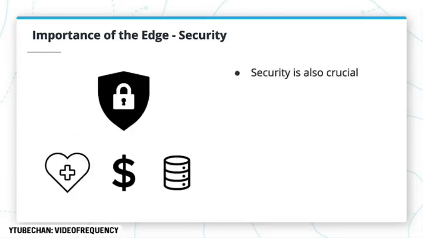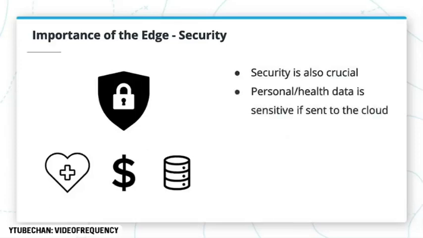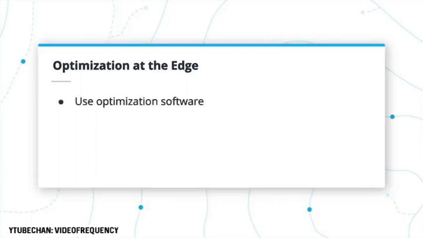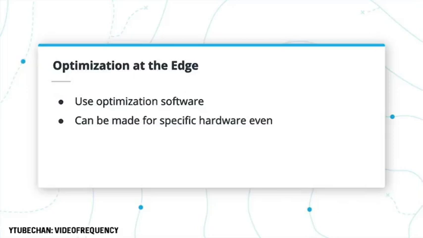If we look at security in the edge, you could be using personal data, like health data. That could be pretty sensitive if sent to the cloud. Business data, such as financial data or proprietary intellectual property, could be stolen if sent to the cloud. Optimization software, especially when made for a specific hardware, can help achieve great efficiency of deployed AI models. In this course, we'll use the Intel distribution of OpenVINO toolkit for this purpose. We'll look at applications of the edge next, where you can start to see even more benefits of edge deployment.